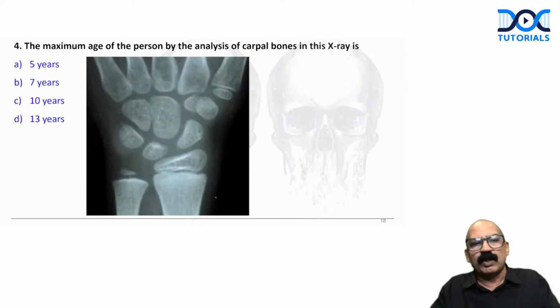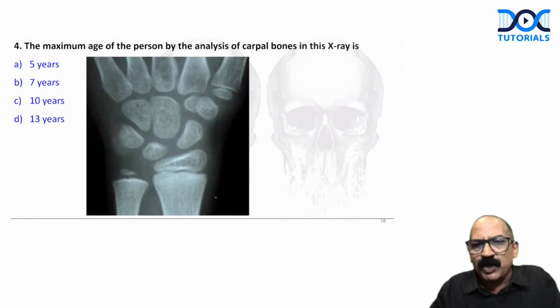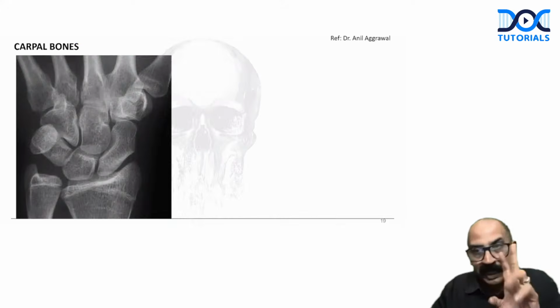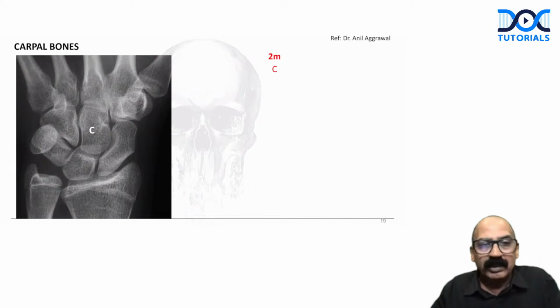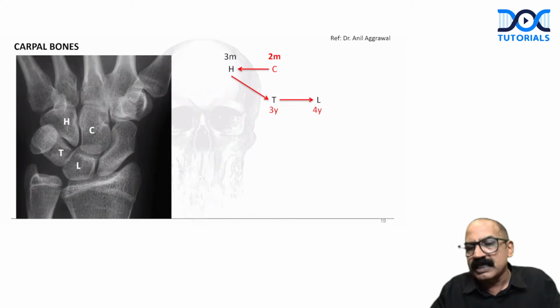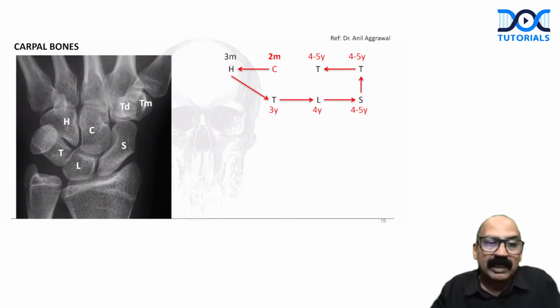Okay. What is the maximum age of the person by the analysis of carpal bones in this X-ray? Now, there are 8 carpal bones. The first carpal bone to appear is the capitate, the biggest carpal bone. Then it goes anti-clockwise. Hamate, 3 months. Triquetrum, 3 years. Lunate, 4 years. Scaphoid, trapezium, 4 to 5 years. This is following as per Dr. Anil Agarwal's book. Finally, Pisiform, 9 to 12 years.